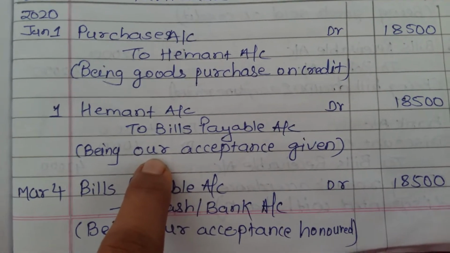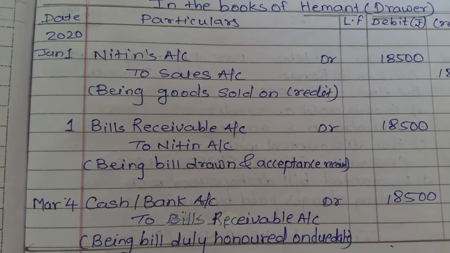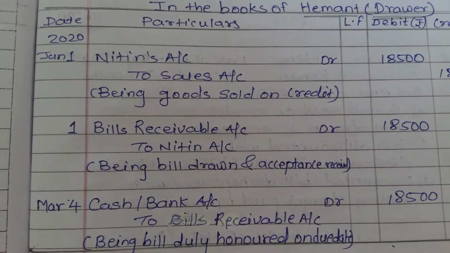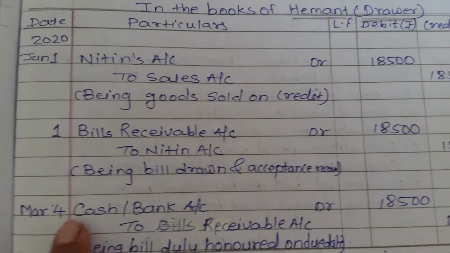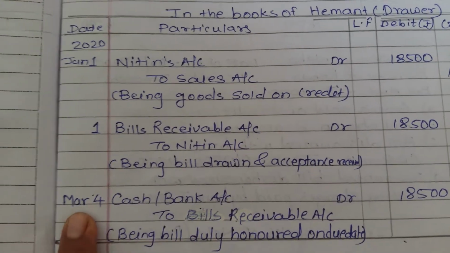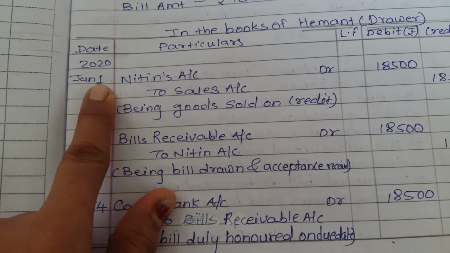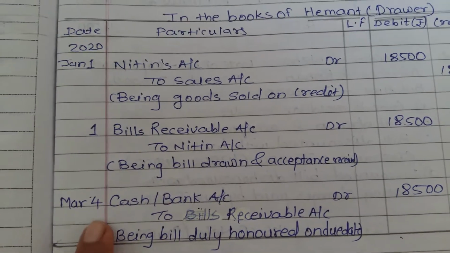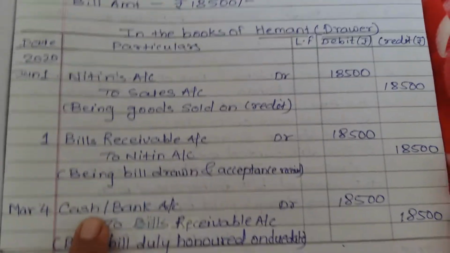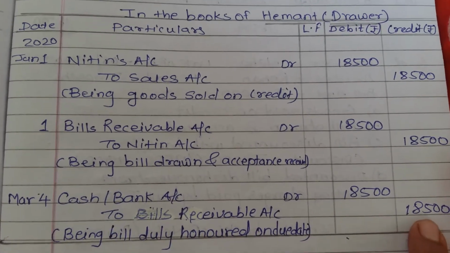And now we know that in the last the bill is honored on the due date. It means the drawer is receiving the money. So cash comes in and the bill goes out. It means the end of the bill. So cash and bank account debit. See the date, 2 months: January 1st to February 1st to March 1st. It is 2 months and 3 days as grace. So 4th March. Cash and bank account debit 18,500 to bills receivable account 18,500.